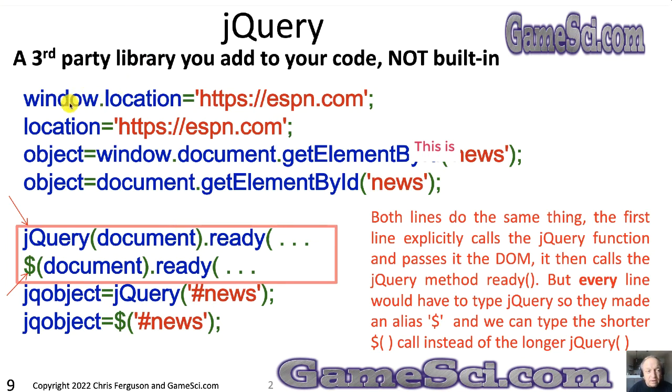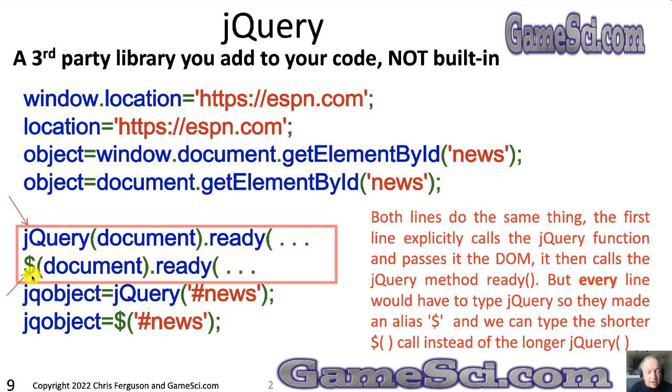Go back up to here. They didn't make us type in window dot all the time. We could just say location equals. We didn't have to type window dot document. We can just say document. That's just a little thing that JavaScript does so we can type in shorter code.